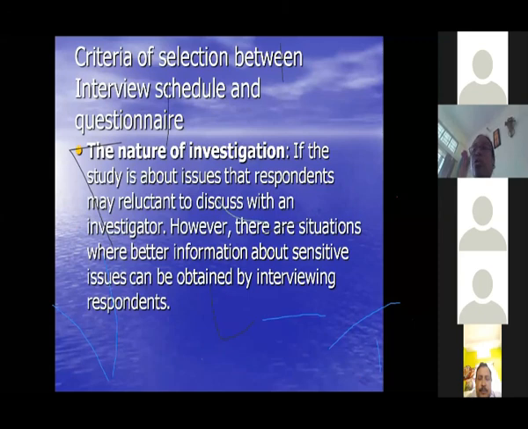But before concluding my discussion, I just want to mention some other points on the situations in which we need to take an interview and the situations in which we need to use a questionnaire. The first is the nature of investigation. If the study is about issues that respondents may be reluctant to discuss with an investigator, there are situations where better information about sensitive issues can be obtained by interviewing respondents.